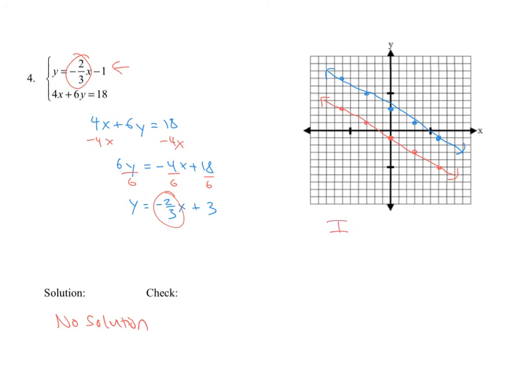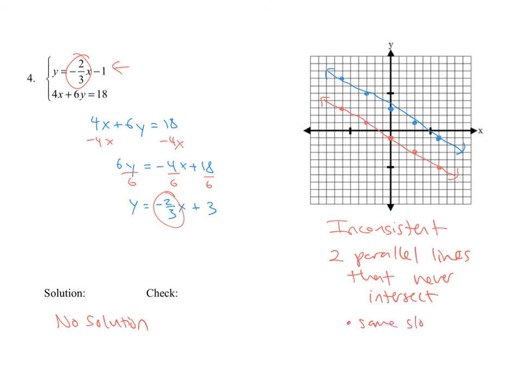This is an inconsistent system of equations. It's two parallel lines that never intersect. And notice these lines had the same slope, but they had different y-intercepts.